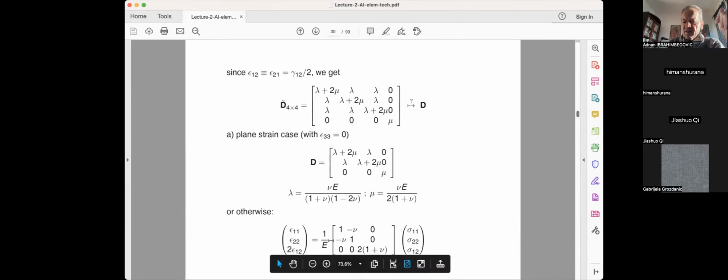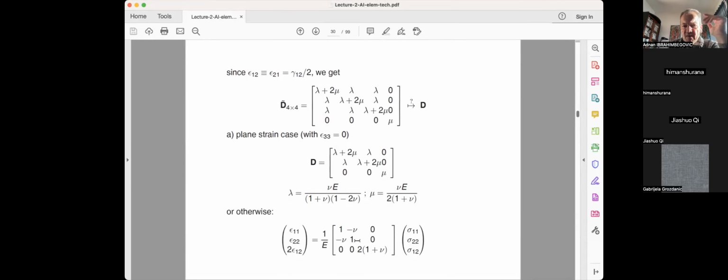Another way of writing this is in terms of the inverse, so that you can write epsilon 1,1 and epsilon 2,2 as 1 over E times 1 minus nu squared, and so on and so forth. It's just the picture I was plotting a moment ago, where when you extend in one direction, you have a shrinkage in the other direction for a positive value of nu. So this is the plane strain case, where epsilon 33 is equal to 0.